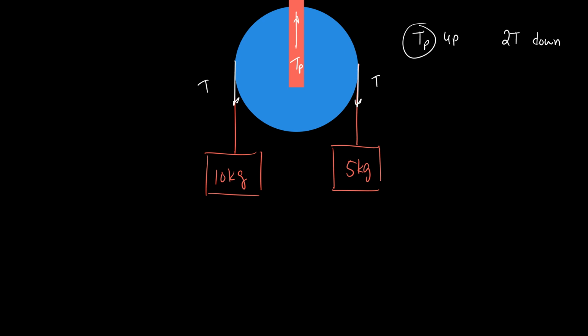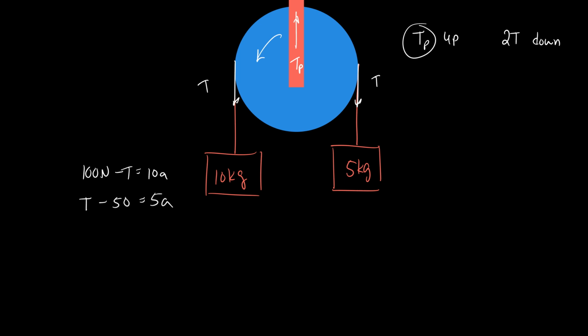Now, we know that this is going to be 100 newtons minus tension equals 10A. We're going to assume the system's going that way. That all makes sense? The other side, tension minus 50 equals 5A, because this side is going up. Still good?